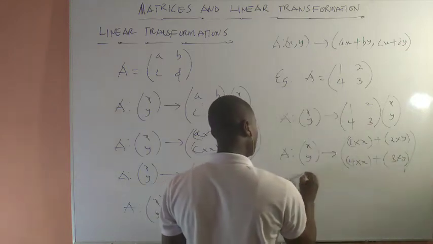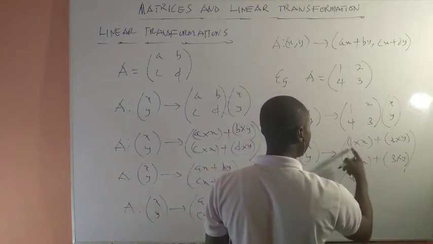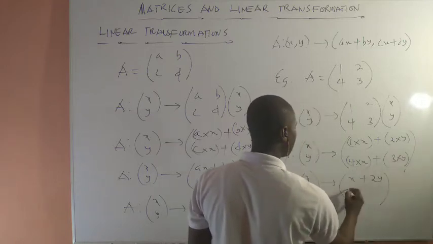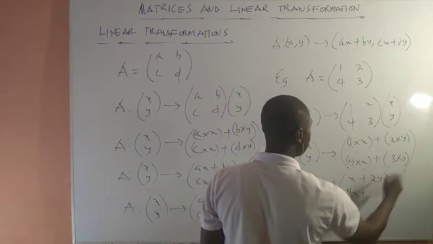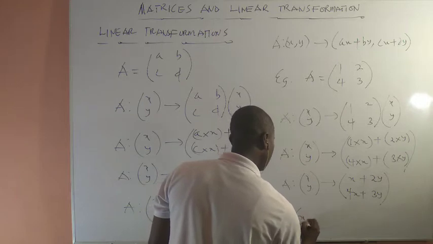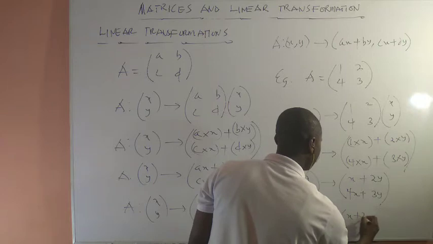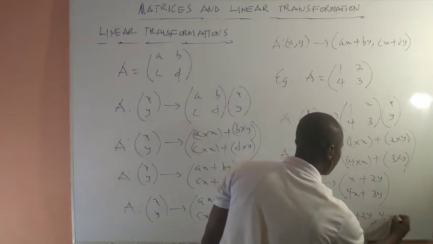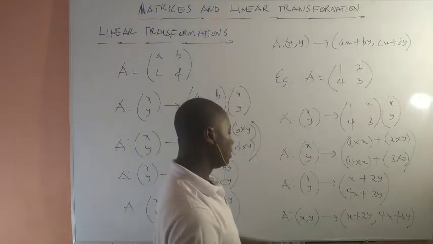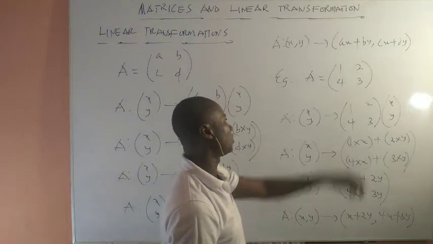Now A of x, y, when we simplify this, we have x, that's 1 times x is x, plus 2 times y is 2y over there. Then 4 times x is 4x, plus 3 times y is 3y. So we can write that A of x comma y maps to x plus 2y comma 4x plus 3y. So this will be the linear transformation of this particular matrix A equals 1, 2, 4, 3.